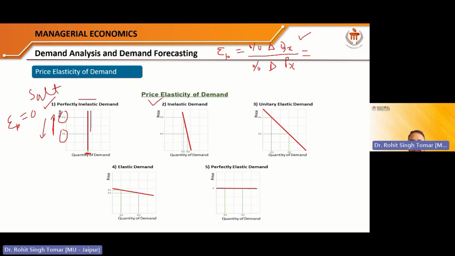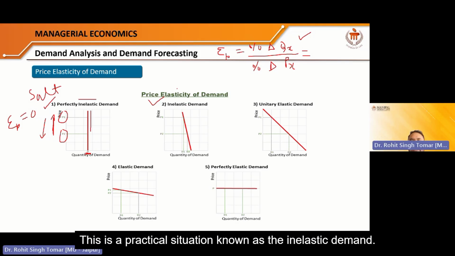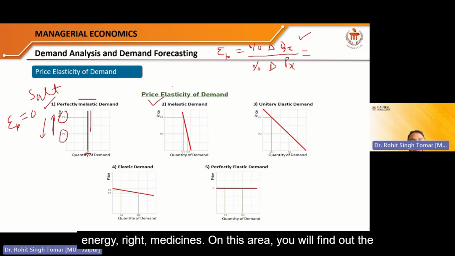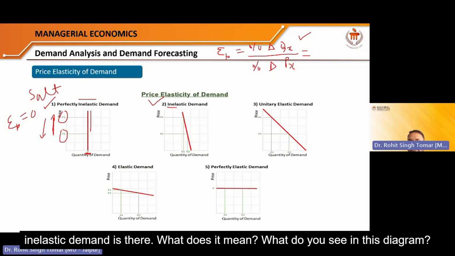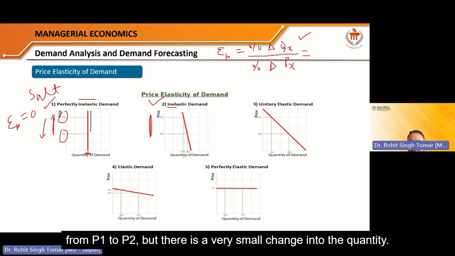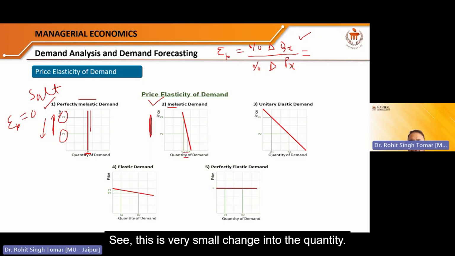In case 2, interestingly, there will now be some change in the quantity. You see the second diagram. This is a practical situation known as inelastic demand. This is applicable to necessity products like edible items, food, energy, and medicines. In this area, you will find inelastic demand. What does it mean? What do you see in this diagram? There is a bigger change in the price from P1 to P2, but a very small change in the quantity.